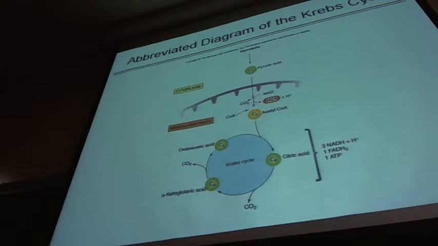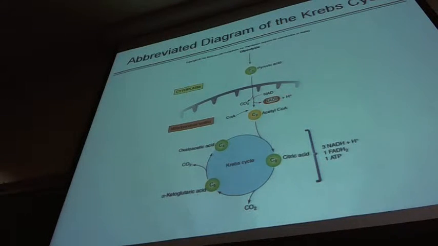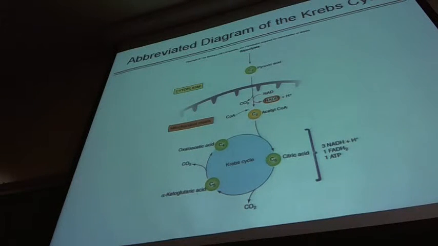Abbreviated glycolysis, you get the pyruvic acid. The pyruvic acid goes to acetyl coenzyme A. You're in the mitochondria, it goes through the Krebs cycle. For each round, you get 3 NADH, one FADH and one ATP. It takes 2 of those rounds to process 1 molecule of glucose. Okay, that's kind of the take-home message for glycolysis.